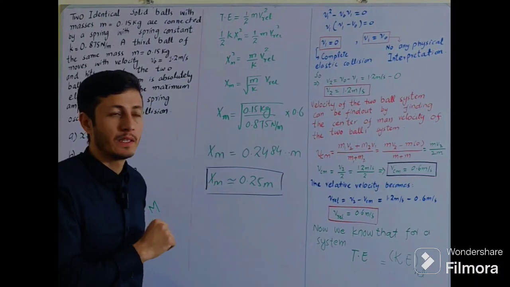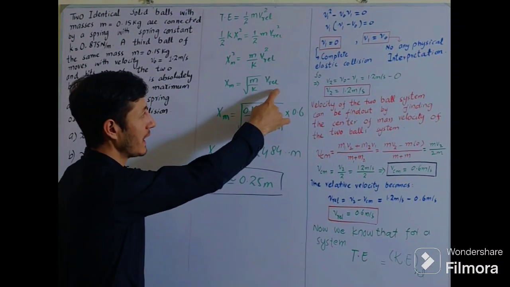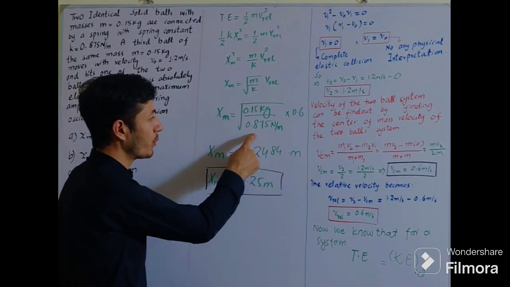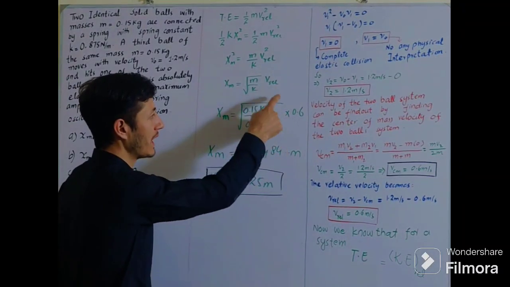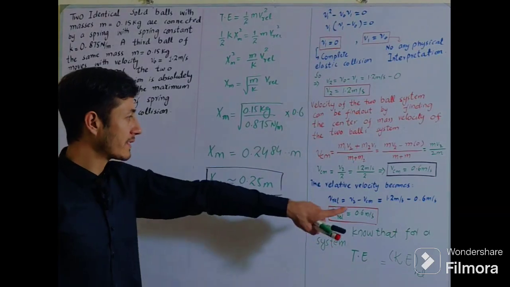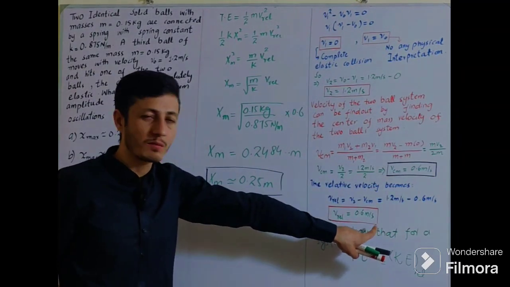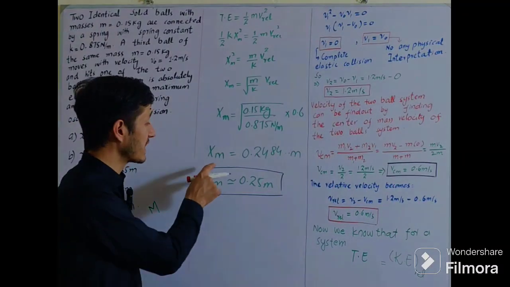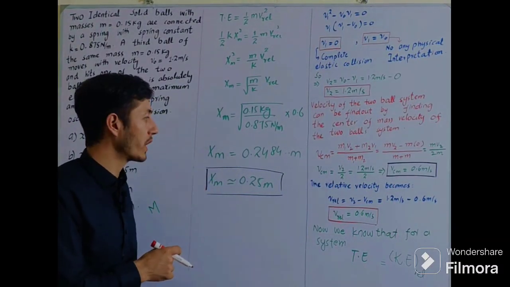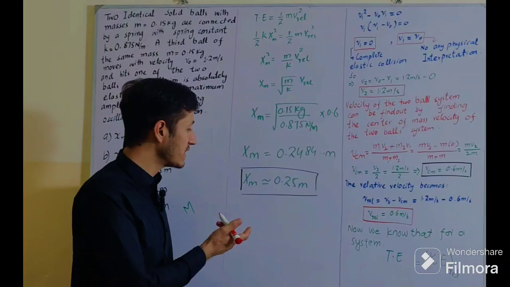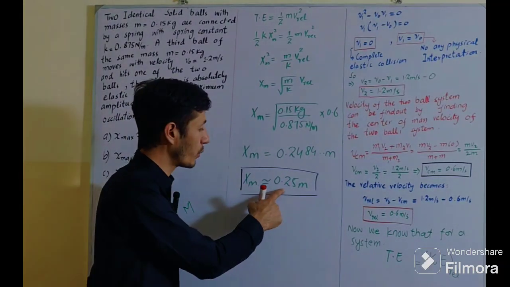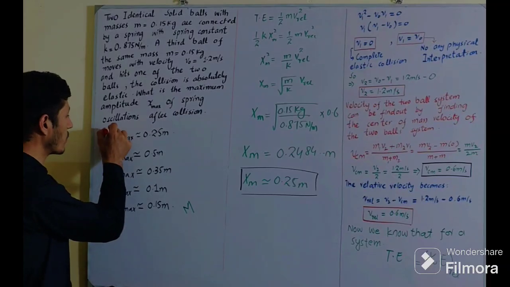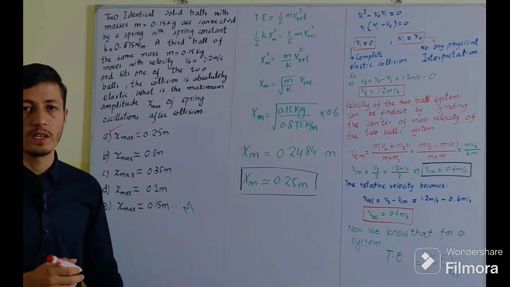Now by placing the values of m, k and v relative velocity: m is 0.15 kg, k is 0.875 and the relative velocity here is 0.6 meter per second. By calculating this, it gives us x max is equal to 0.2484. By rounding the digits, it is approximately equal to 0.25 meter. So from the options, x maximum is equal to 0.25 meter. This was your final answer.